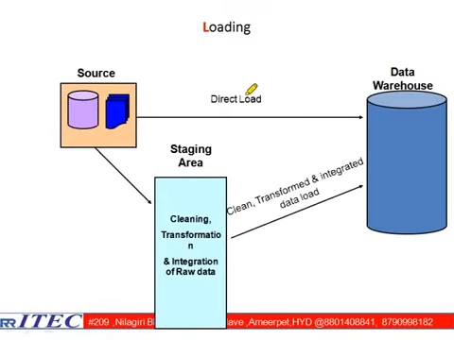Now, loading. What do you mean by loading? We have source to target, and we can load it directly. That is one way. That is a direct load. The second way is source to staging area to data warehouse. In the staging area, we are going to clean the data. Whatever unwanted data is available, we are going to clean it. Then transform the data and integrate the data. These are the activities we are going to do. Then we are going to load the data into the data warehouse.